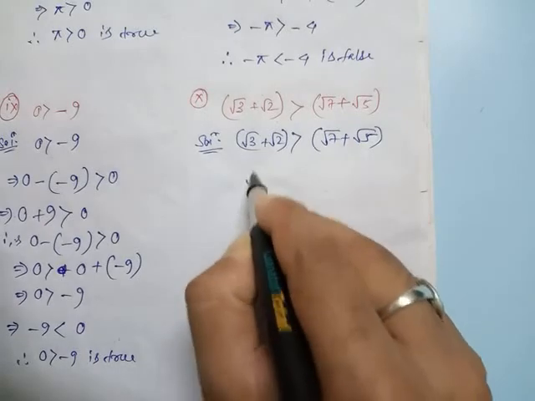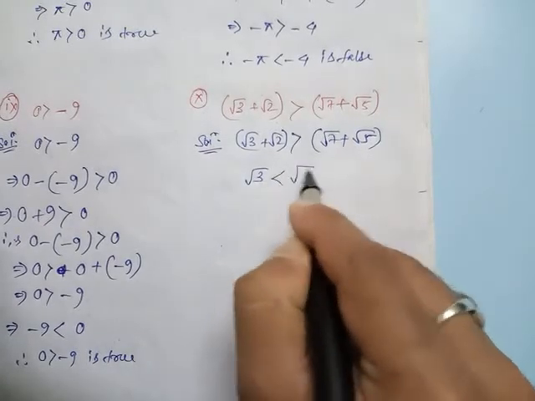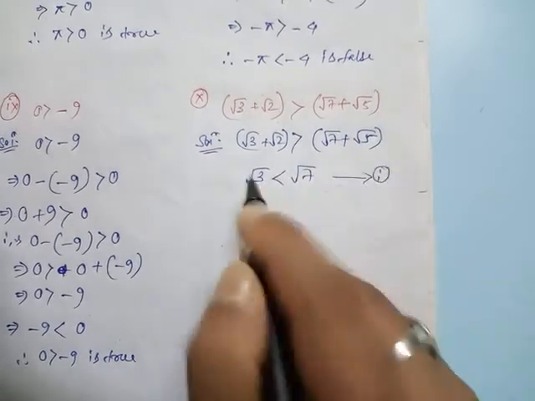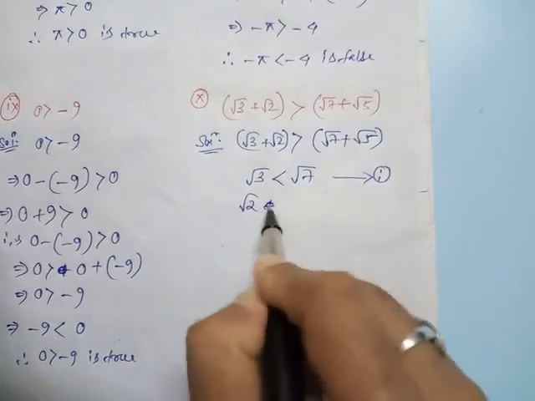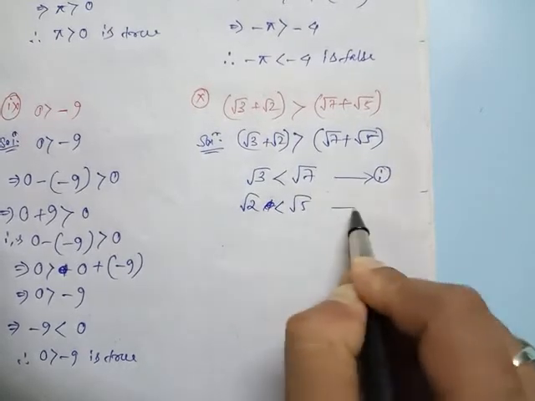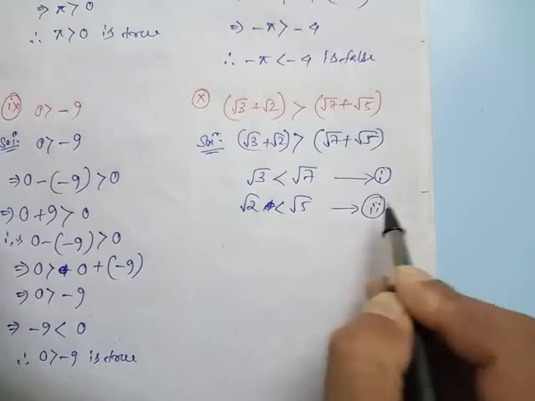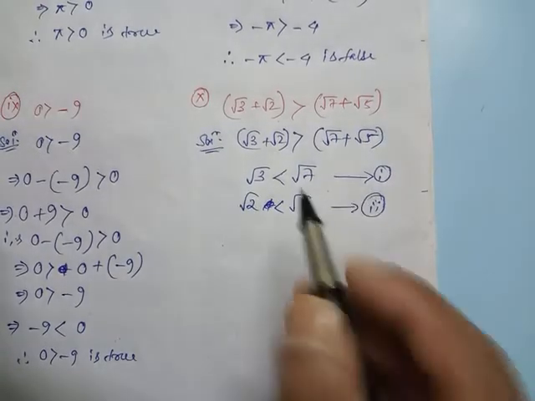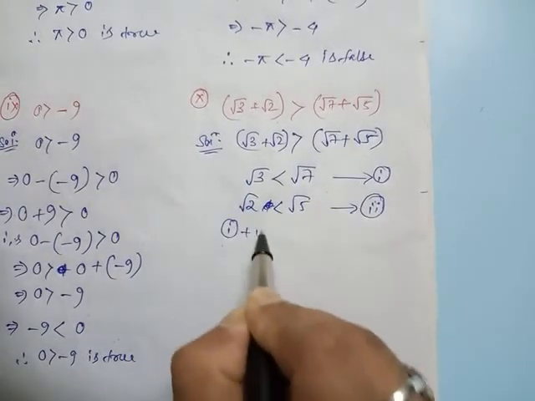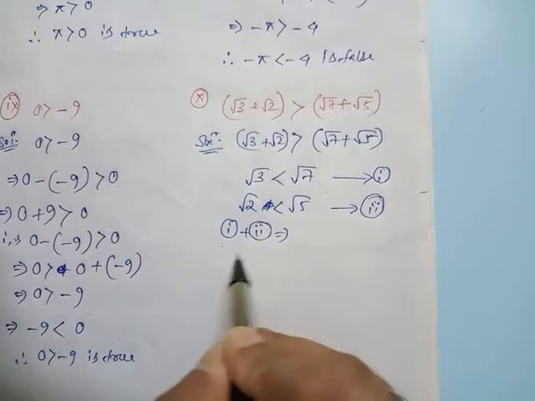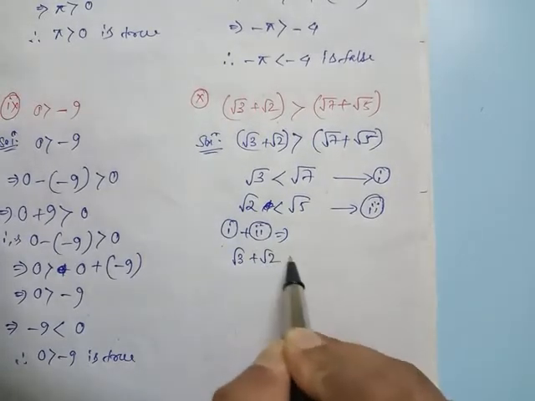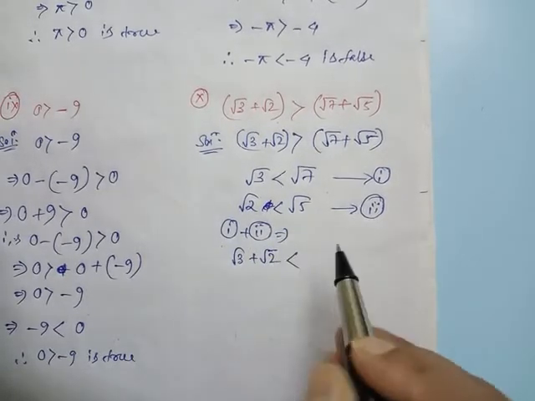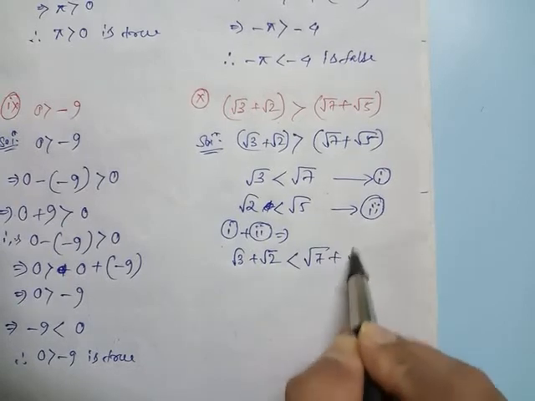First of all student, I will write here root 3 less than root 7. Take this as equation number 1, and root 2 less than root 5, take this as equation number 2. Now if I add all this, 1 plus 2, then the answer would be root 3 plus root 2, and this less than sign will remain the same, and here it is root 5 plus root 7.